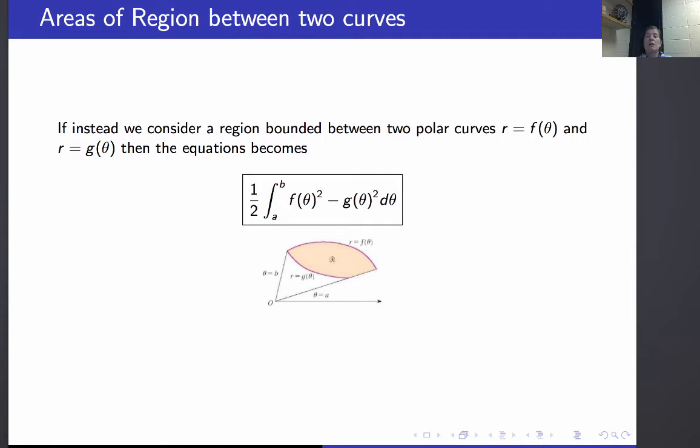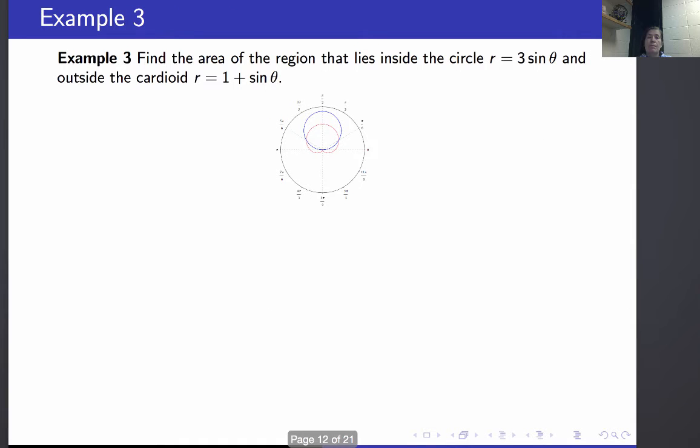It's 1/2 the integral from a to b of f of theta squared minus g of theta squared, where f of theta is larger than g of theta here. Let's apply it. If I want to find the area of the region that lies inside the circle r equals 3 times sine theta, and outside this cardioid in red r equals 1 plus sine theta, I can apply this formula. So it's 1/2 the integral from a to b of f of theta squared minus g of theta squared, where a and b are the angles where these two curves meet.